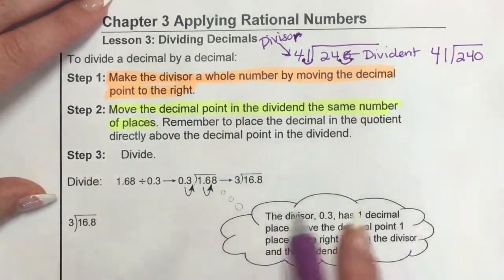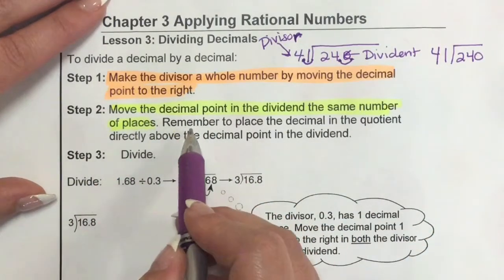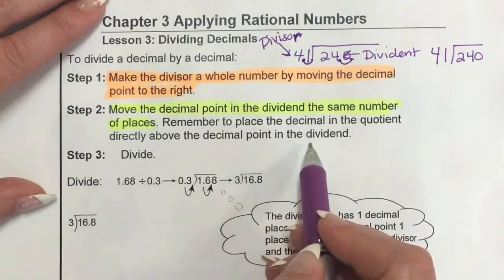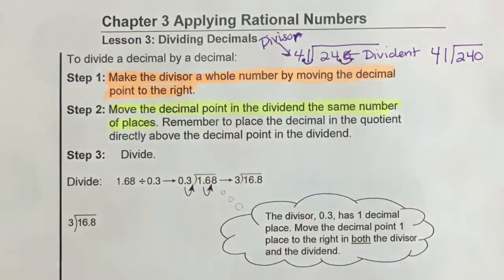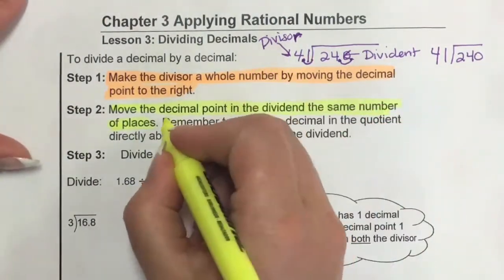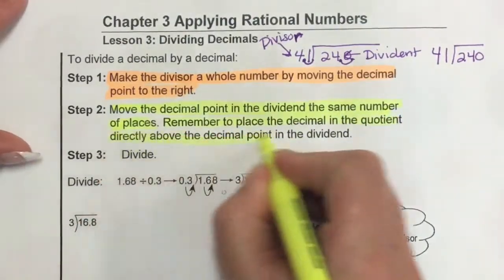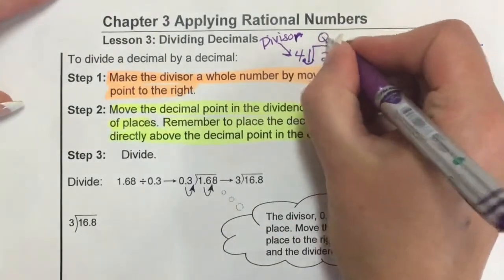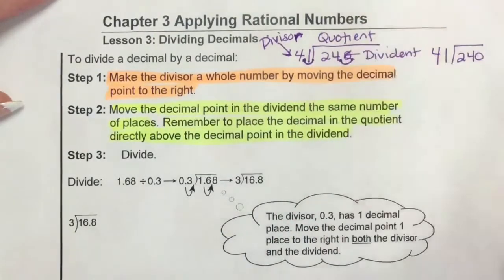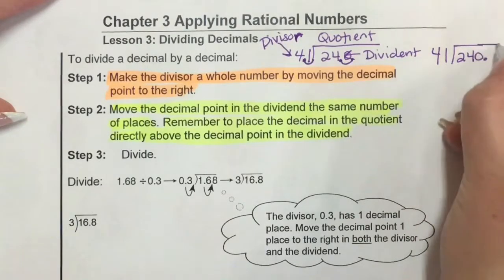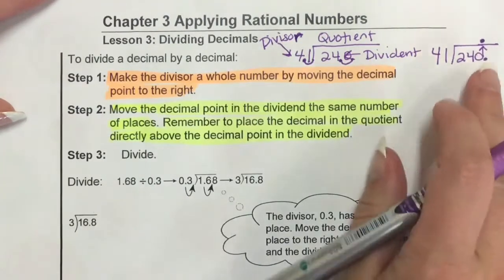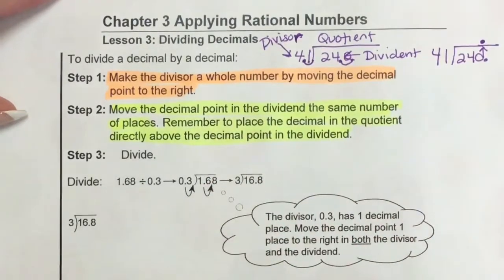Okay? So just to keep reading here. Remember to place the decimal in the quotient directly above the decimal point in the dividend. Okay, so then there's another word here. It says remember to place the decimal in the quotient. And the quotient is referring to the answer. So the answer is the quotient. And so what it's saying is, this is 240 now, so the decimal in the answer, or the quotient, is going to be directly above where the decimal is here. Okay, so that's what that is referring to.